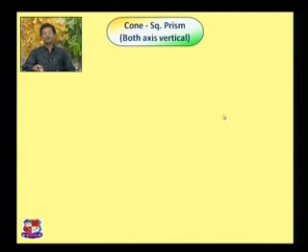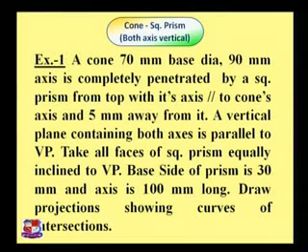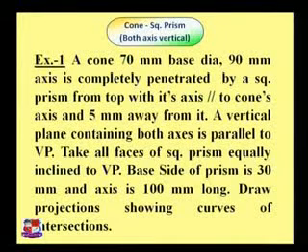Now we take various cases one by one. First case, cone and square prism having both axes vertical. This is the data for such kind of problem. A cone, base diameter 70 mm and height 90 mm, is completely penetrated by a square prism from top with its axis parallel to the cone's axis and 5 mm away from it.